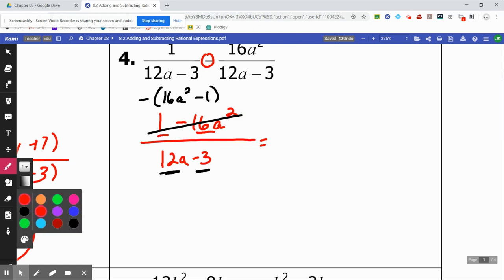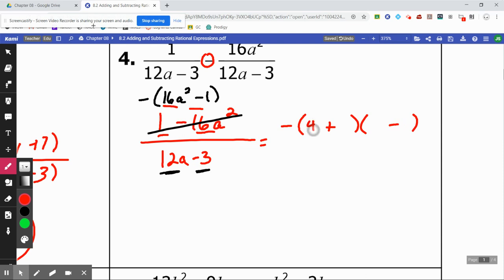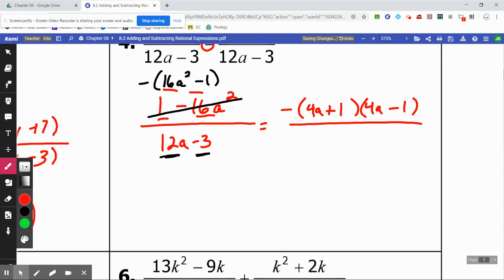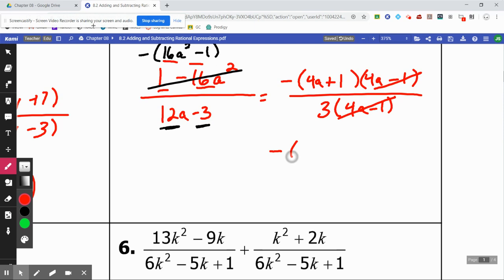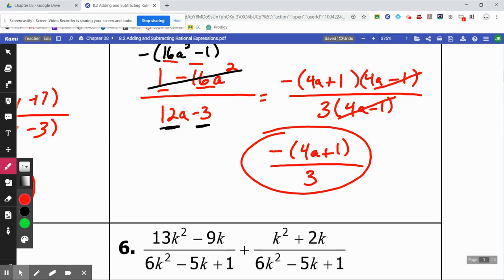Now, when I go ahead and factor that, you're left with a negative, and this is also difference of squares. It's going to factor into conjugates, so you have your plus and your minus. 4a times itself gives you 16a squared, and 1 times itself gives you the 1. On bottom, the only thing that you can do is factor out a 3, and you're left with a 4a minus 1. 4a minus 1's cancel with each other, and you're left with a negative on top, along with the 4a plus 1, which you can distribute if you'd like to, and only the 3 on bottom. Number 5.